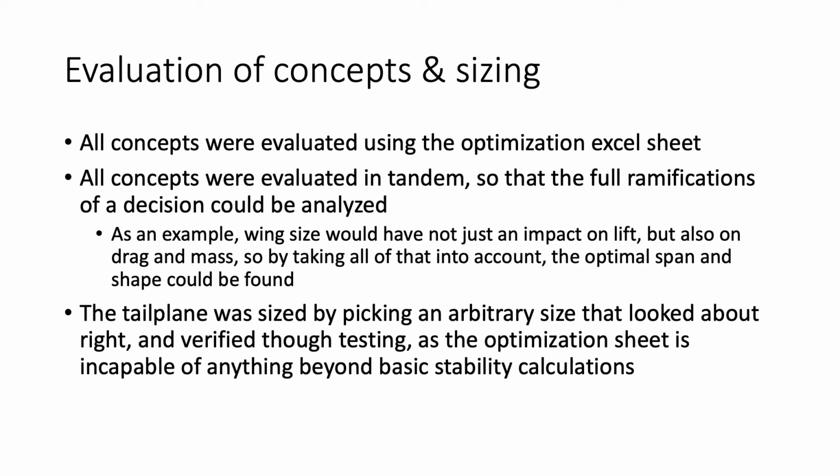All aircraft concepts were evaluated using the optimization Excel sheet, and they were all evaluated in tandem, so that the full ramifications of a decision could be analyzed. As an example, wing size would not just impact lift, but also drag and mass. So the optimization would take all of that into account and allow me to find the optimal wingspan. The tailplane, meanwhile, was sized by picking an arbitrary size that looked about right and verifying it through testing, as the optimization sheet is incapable of this.